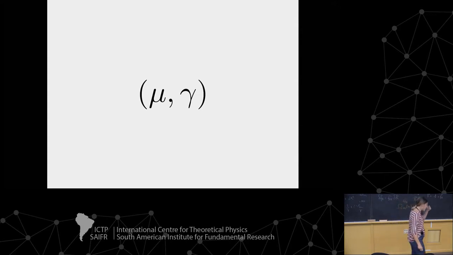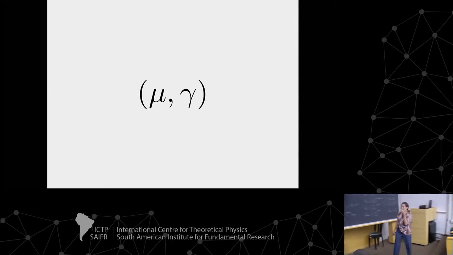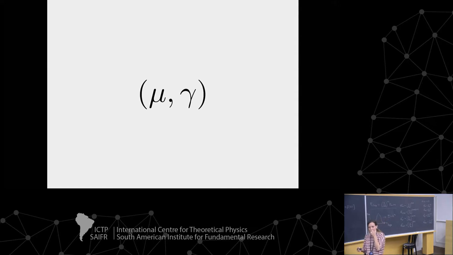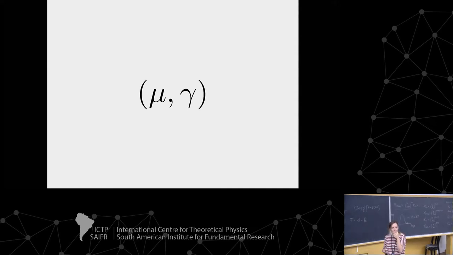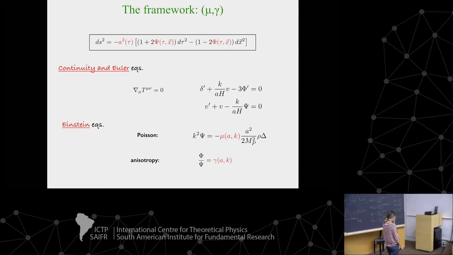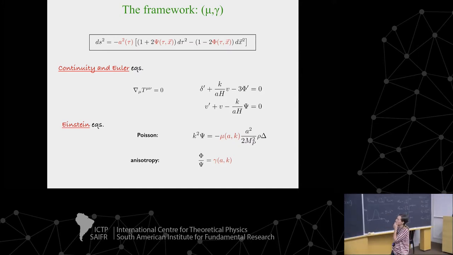Now there is another gamma, and that's the gamma of the other framework that I want to discuss. That's why we often call the other one, the one of the growth index, Linder's gamma, to distinguish it from this other gamma. Now, what is this framework? If you care at all about tests of modified gravity, dark energy, whatever, you must have encountered these functions in some papers. If not, I'll tell you the other names under which you have encountered them.